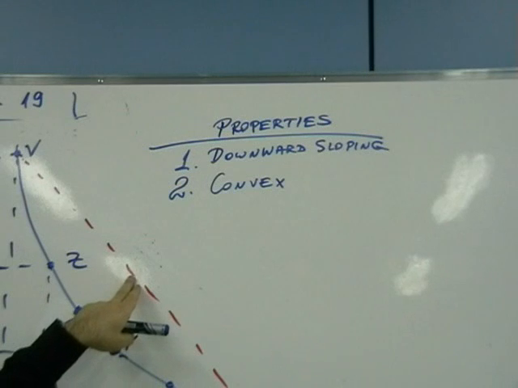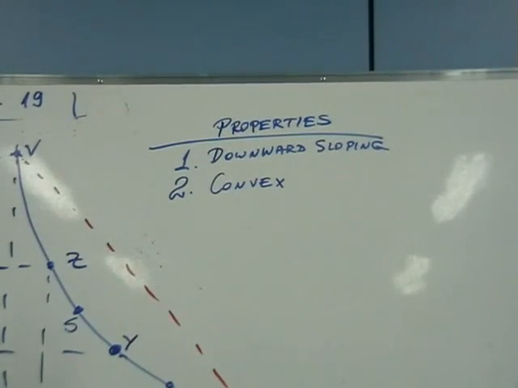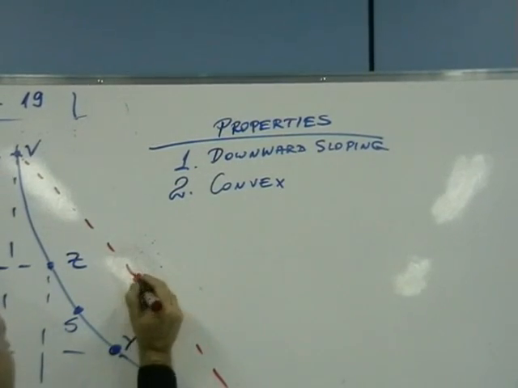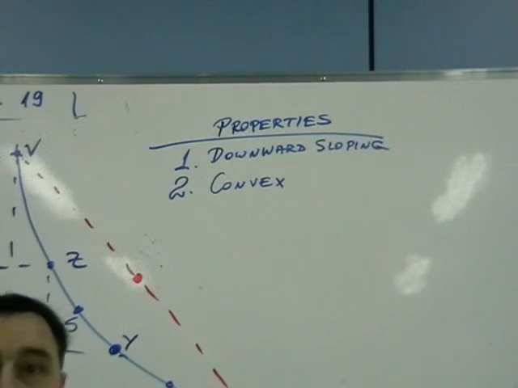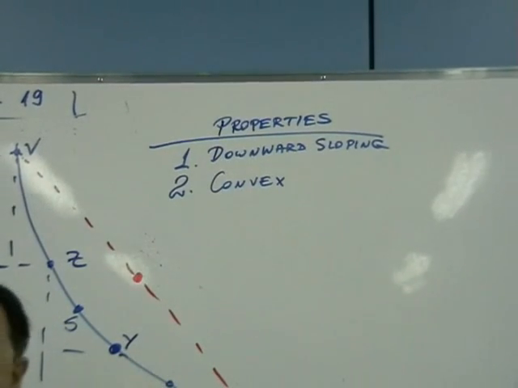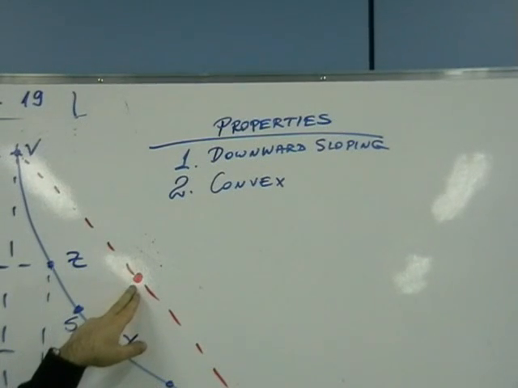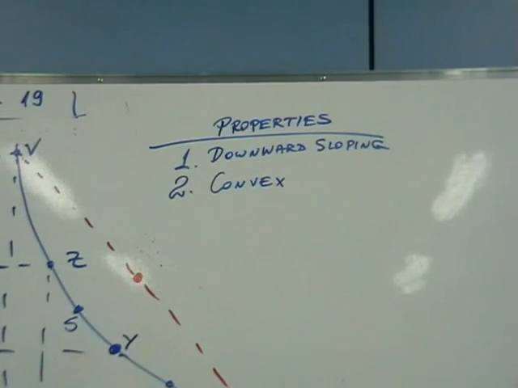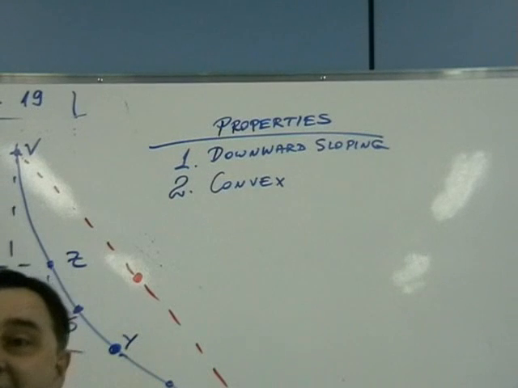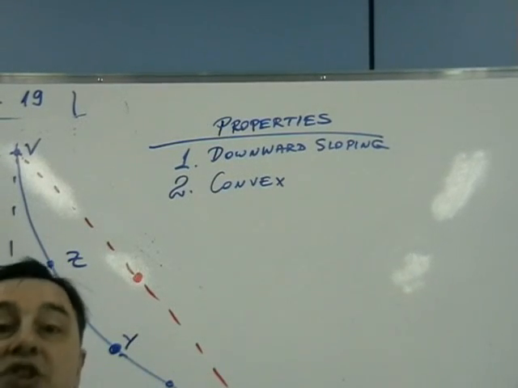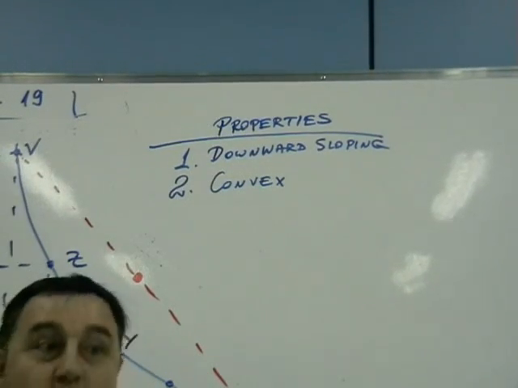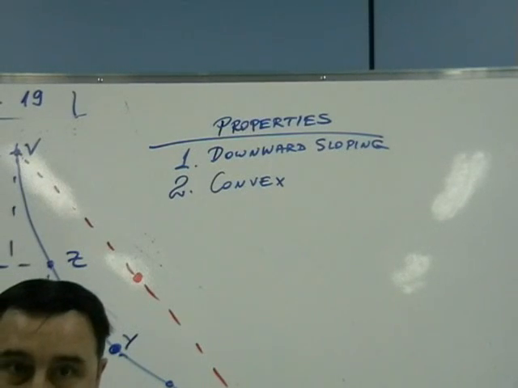And we get the middle of the straight line. What is the middle of the straight line representing? The same amount of the two. So it represents the bundle of 5 and 5. Okay? So, a balanced bundle is always preferred to an imbalanced bundle.